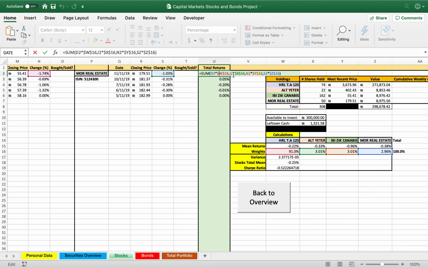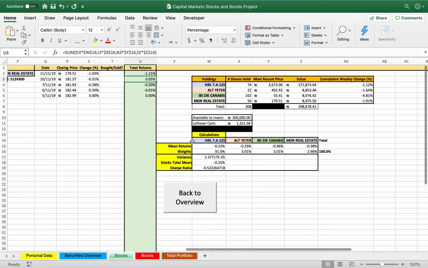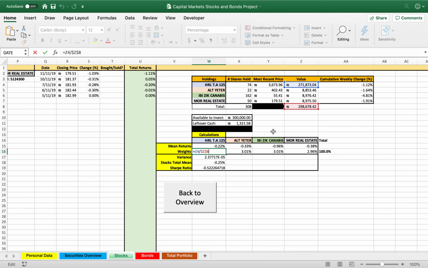You can also calculate the total returns. The total returns are determined by how much weight each stock has in the portfolio multiplied by its return for that day. So the weights are very simply calculated by the value of each stock divided by the total value of the stocks. Again, this will make a lot more sense if you come over to me and ask me to see my Excel file. That's not a problem.